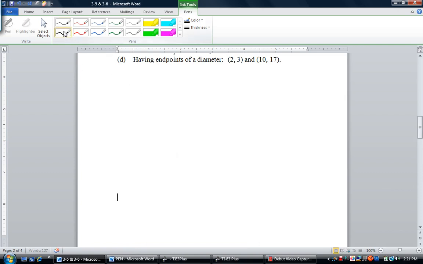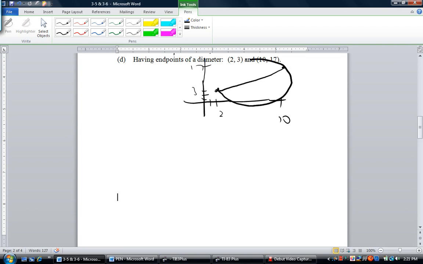We're now going to do this example. In this example, the diameter is at 2, 3, and then I'm going to cheat a little bit and call that a 10 and call that a 17. Put it right there. So this point is 2, 3, and this point is 10, 17. Now those are the endpoints of the diameter. So what that means is the circle goes through those two endpoints.